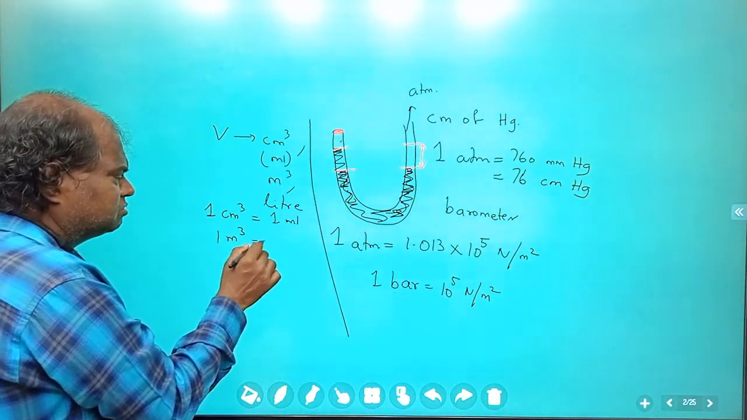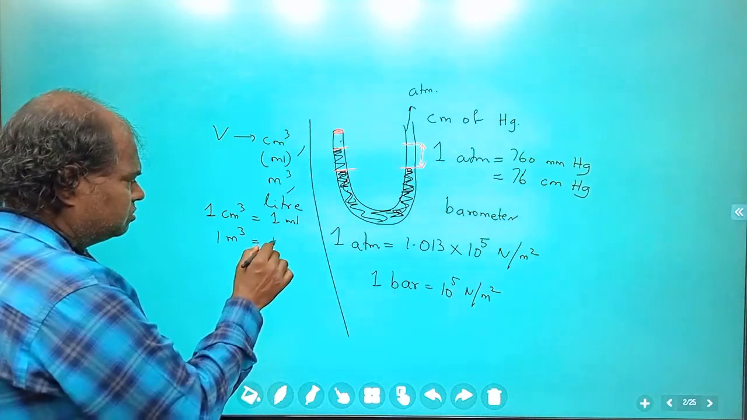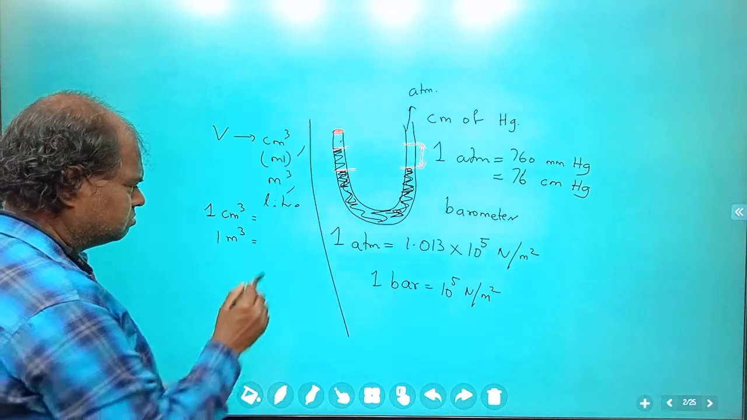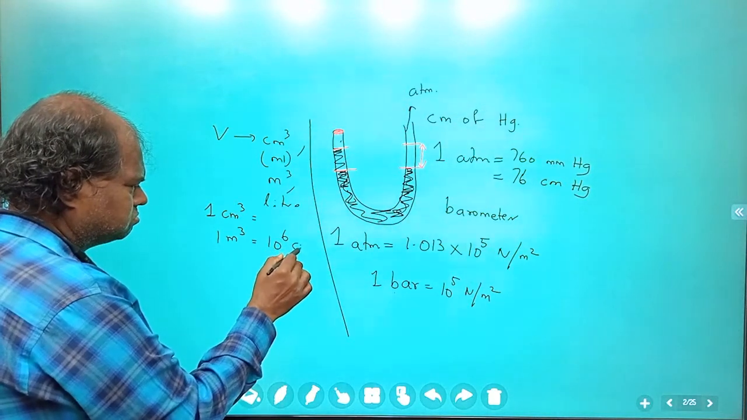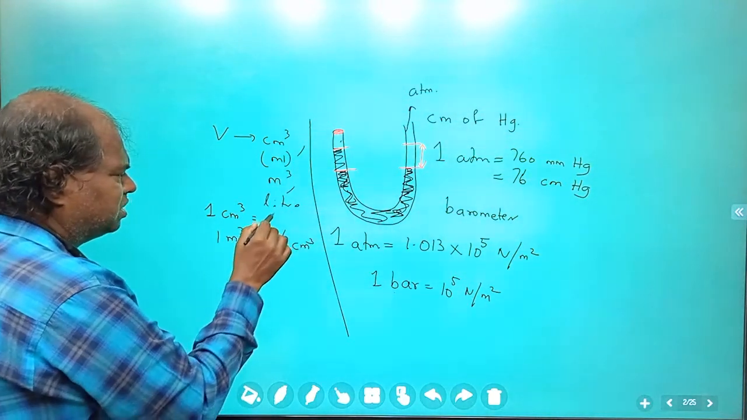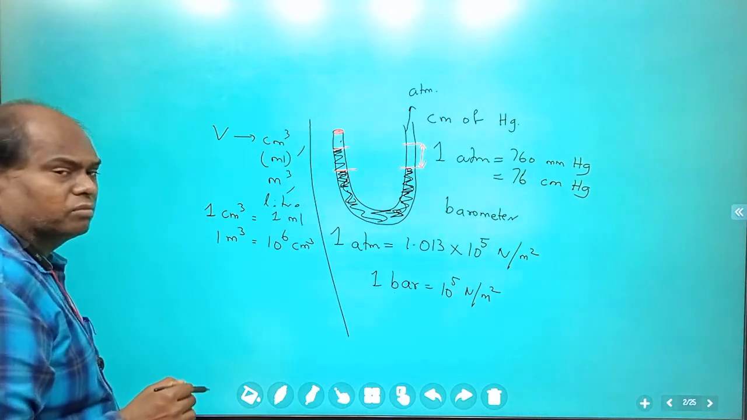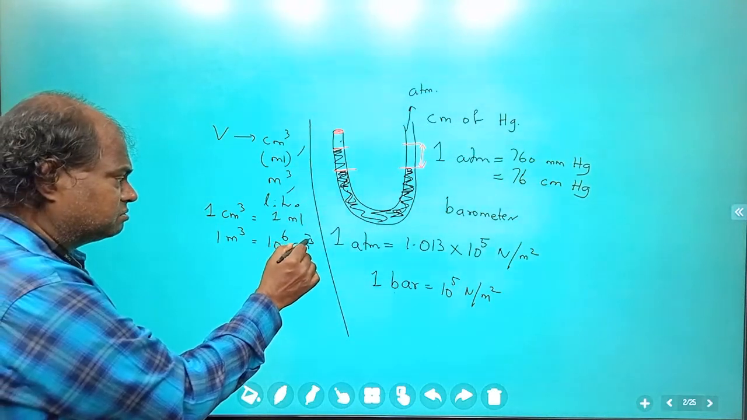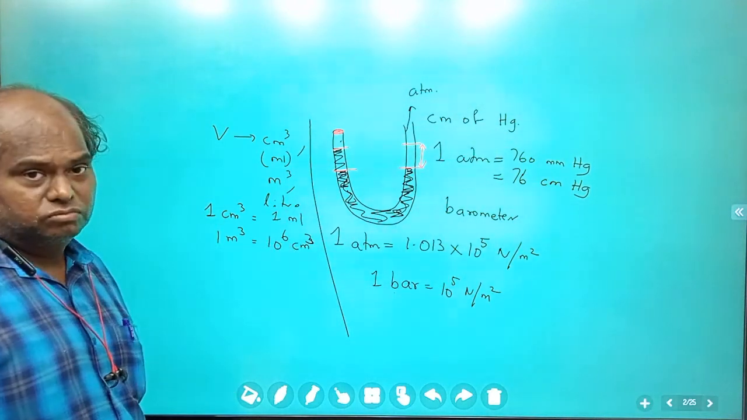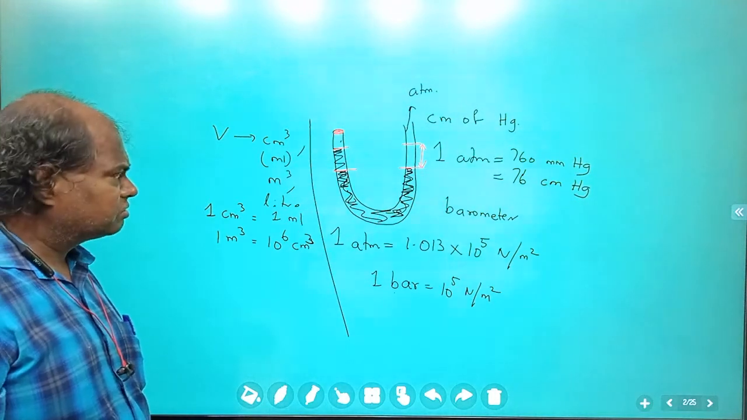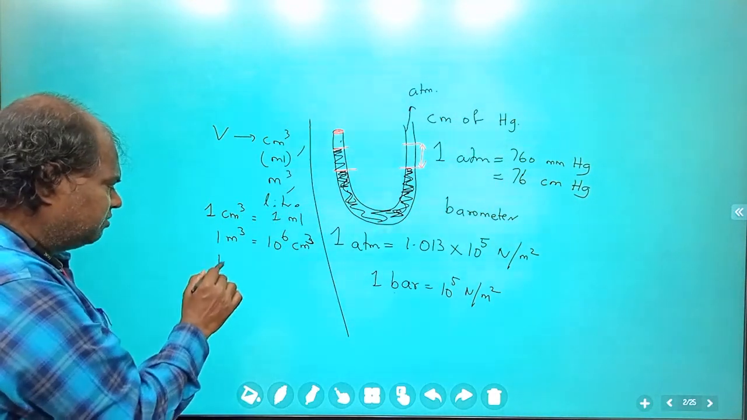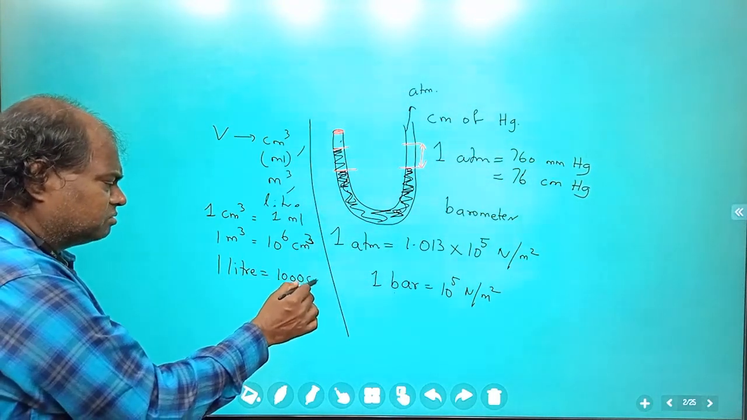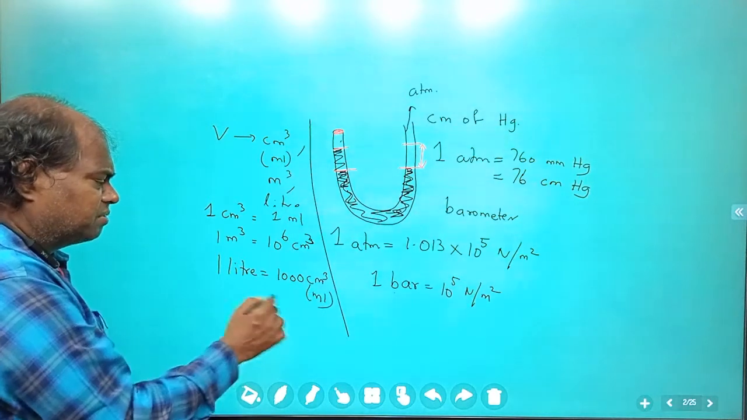1 meter cube is equal to, 1 meter is 100, right? So 10 to the power 6 centimeter cube. 1 centimeter cube is same as 1 ml. Clear? And 1 liter, very, very important, is the most commonly used, right? It is equal to 1000 centimeter cube or 1000 ml. This I think everybody knows, right?